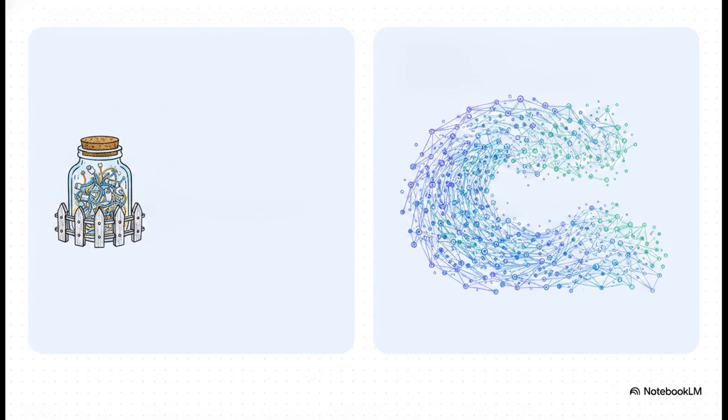Just look at the contrast in scale here. IPv4 uses 32 bits, leaving us fighting over a scarce pool of about 4.3 billion addresses. But IPv6, it uses 128 bits. That gives us 340 undecillion addresses. It's an almost incomprehensibly large, virtually unlimited address space.